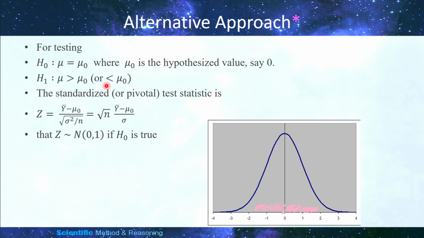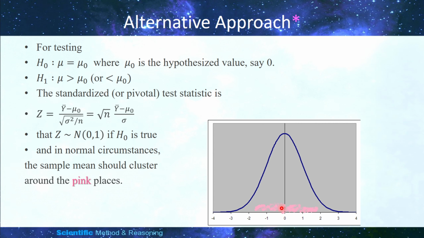But if we are testing the alternative hypothesis that mu is less than mu naught, then we expect the sample mean to be less than mu naught, and hence we expect a large negative test statistic. But under the null hypothesis, we expect the test statistic will fall around the pink area. Under normal circumstances, the sample mean should cluster around the pink places.